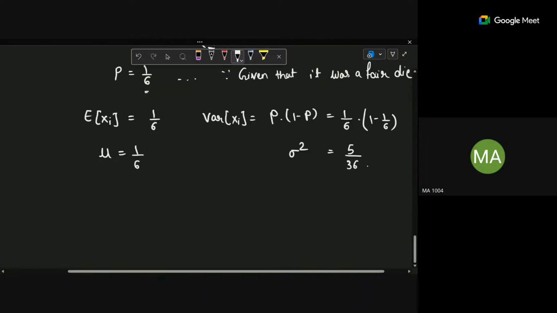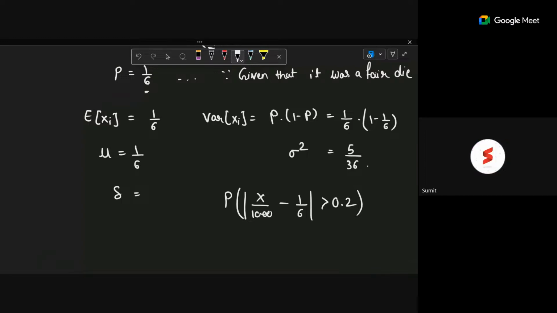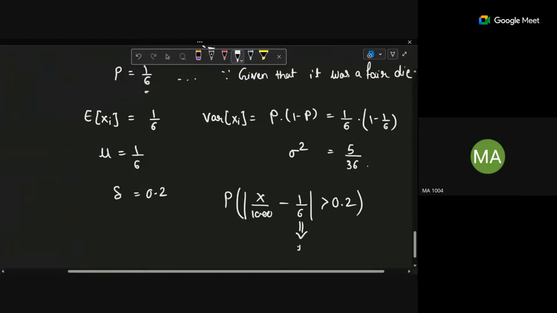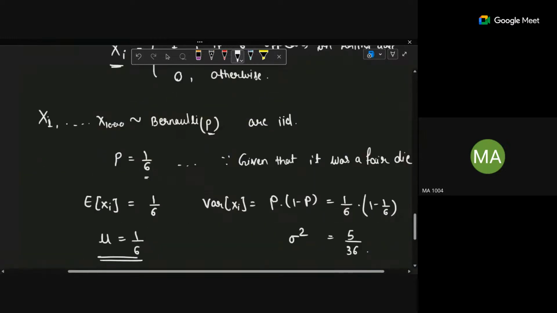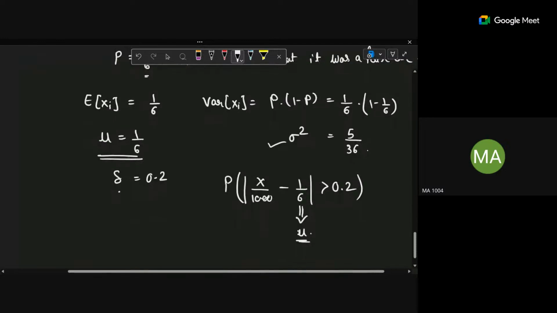Now we are left with the delta. What should be your delta here? They asked you to find the probability that the difference between x by 1000 and 1/6 is greater than 0.2. So what is your delta here? 0.2. Now you set up your nu here. We got nu exactly 1/6, if I define xi as a Bernoulli random variable like this. So nu is this one, sigma square is this one, and delta I know.